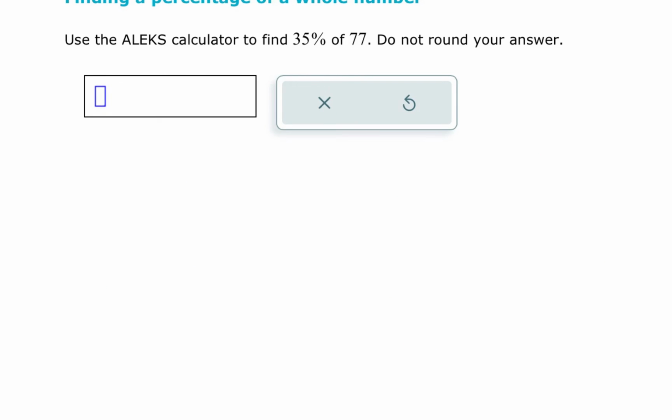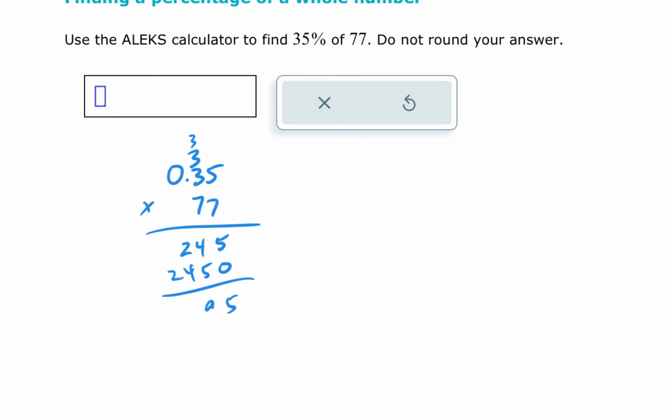This problem is 35% of 77. 35% is 0.35. We're going to multiply that by 77. That'll be 24, 35, 24. 2 digits after the decimal point, so our answer is going to be 26.95.